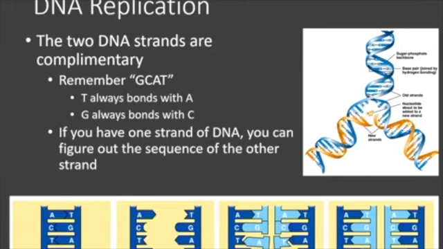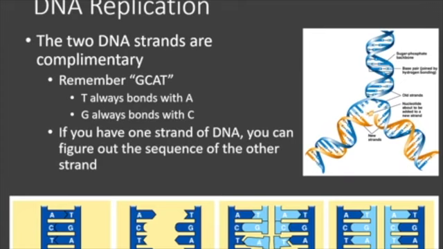First of all, the two strands of DNA are complementary, meaning that if you know what one strand is, you can figure out what the other strand is, because we know that A always pairs with T and G always pairs with C. So remember our GCAT mnemonic: G and C always pair together and A and T always pair together.